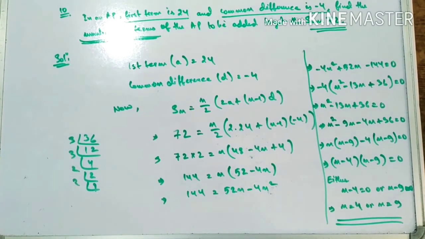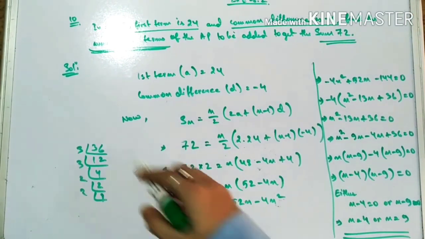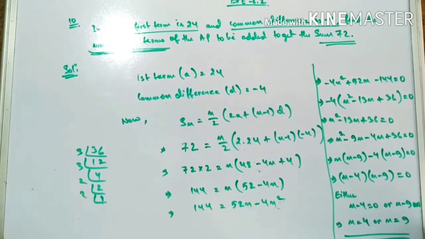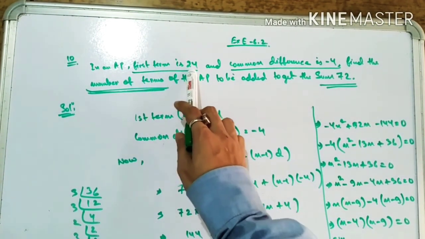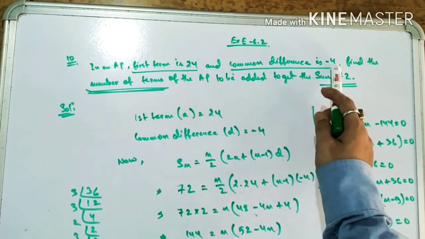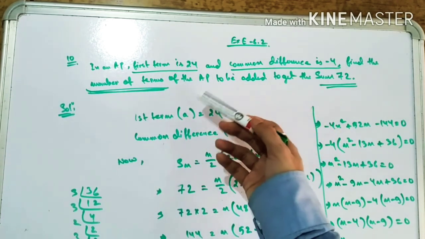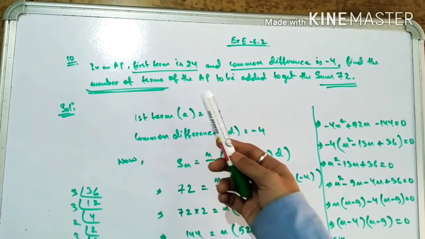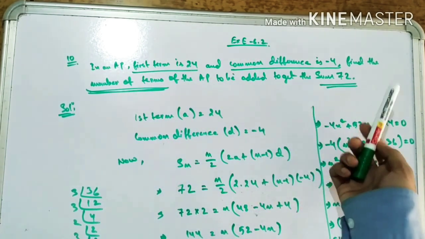In here you see it is a very easy question. It is saying that in an AP, the first term is 24 and the common difference is minus 4. I have to find the number of terms of the AP to be added to get the sum 72.